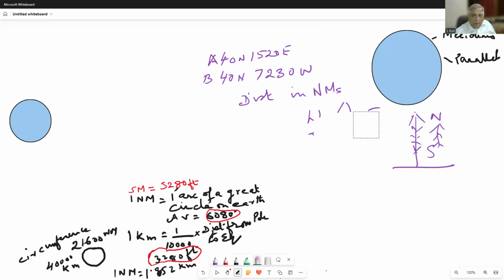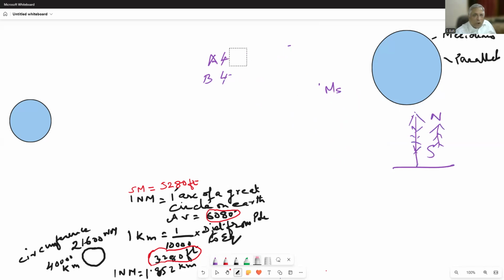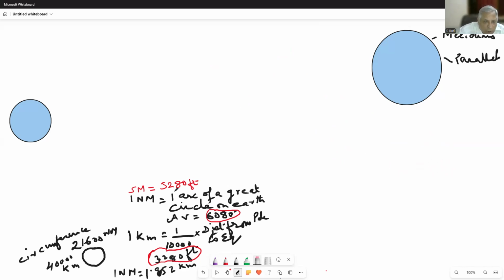Okay, now we have been talking about nautical mile. What is a nautical mile? There are 3 units of distance measurement in aviation: statute mile, nautical mile, and kilometer. Statute mile was fixed by a statute or law. It's 5280 feet in length, if we take feet as the common denominator.